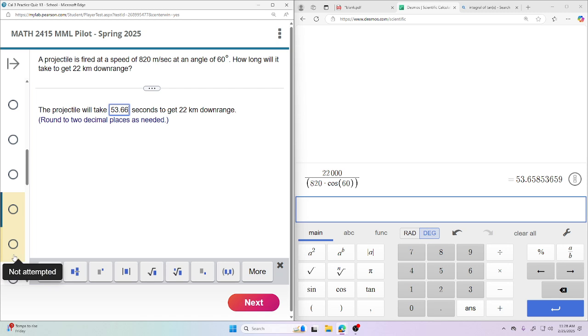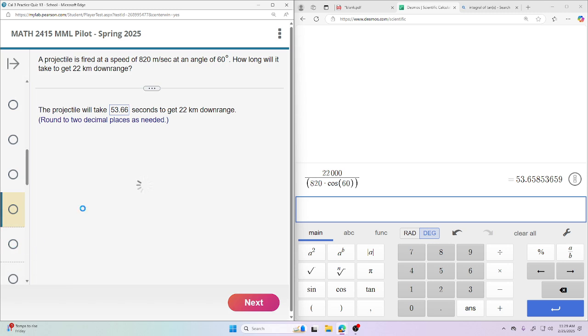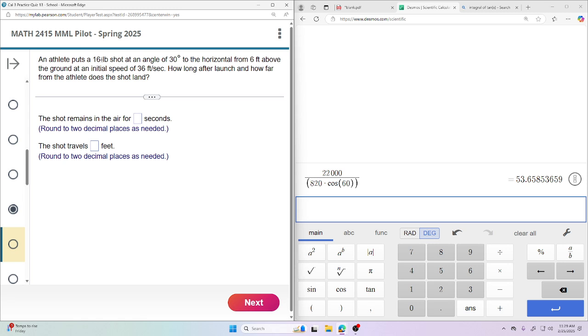Okay. That was a lot easier. Thank you. So yeah, whatever it takes. 16-pound shot. Oh, 6 feet above the ground. There we go. We don't have any more time. So let's come back to this one, and we only got a whole ton left. But yeah, we'll just keep cruising next time.